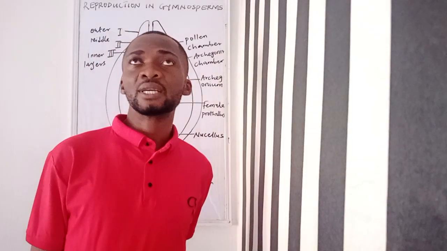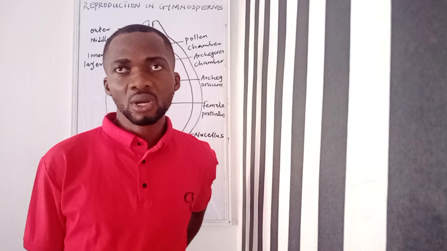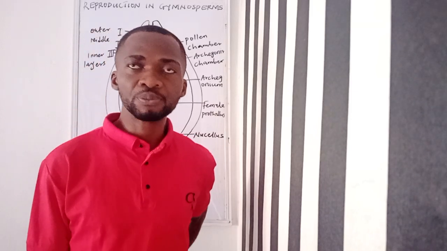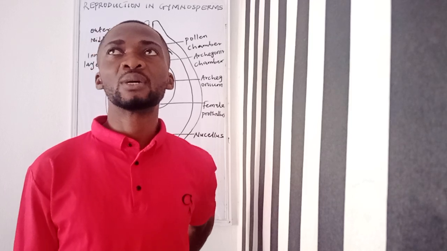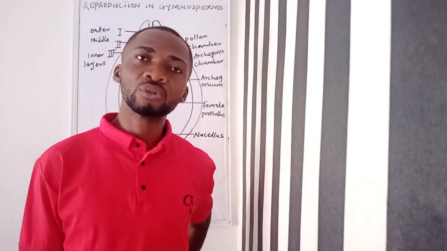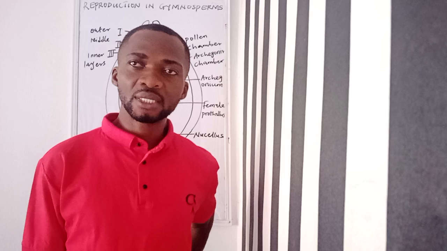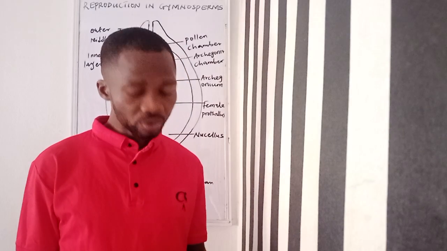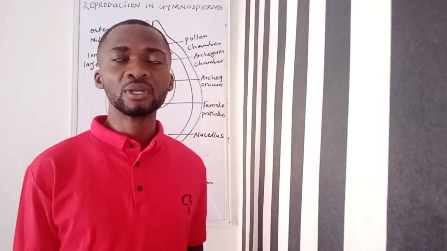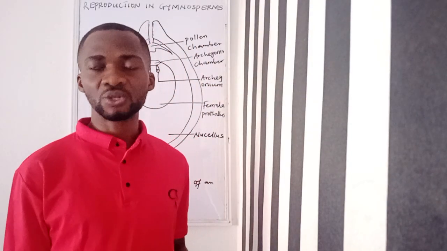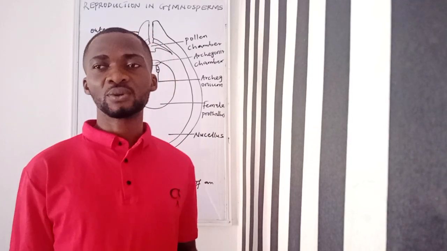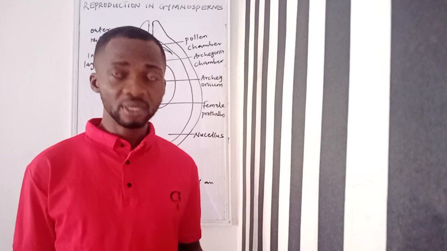Okay, so there is a little mistake I discovered in the course of talking about the characteristics of gymnosperm. I did mention that water is essential for fertilization, but that is wrong. Water is not essential for fertilization in gymnosperm. The agent of fertilization in gymnosperm is the wind. So I actually misplaced that.